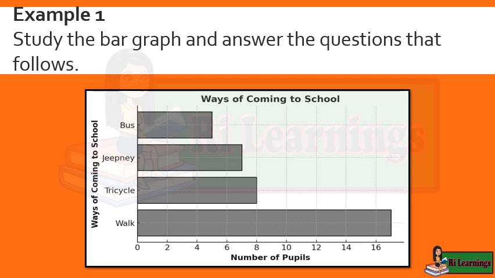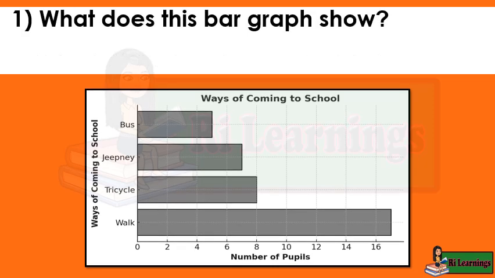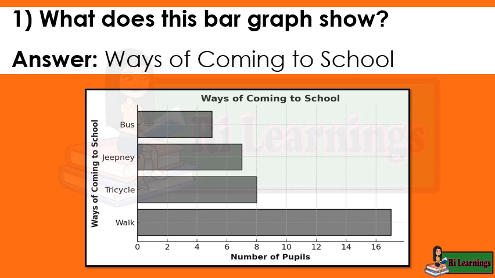Example 1. Study the bar graph and answer the questions that follow. 1. What does this bar graph show? Answer. Ways of coming to school. This bar graph shows the different ways pupils come to school and the number of pupils using each mode of transportation.